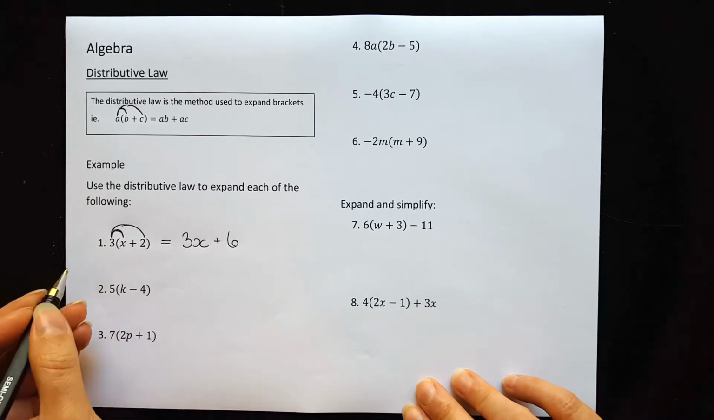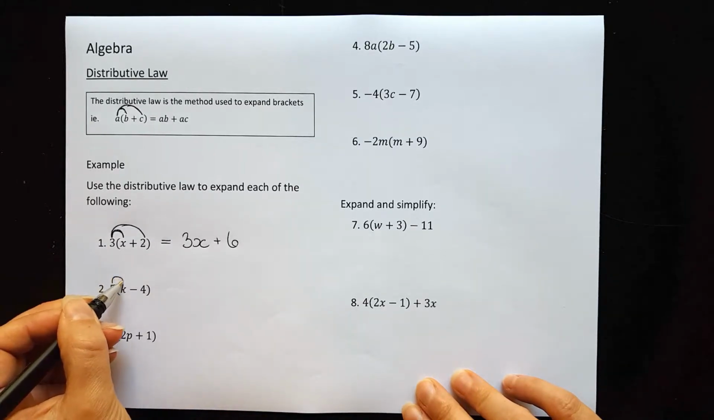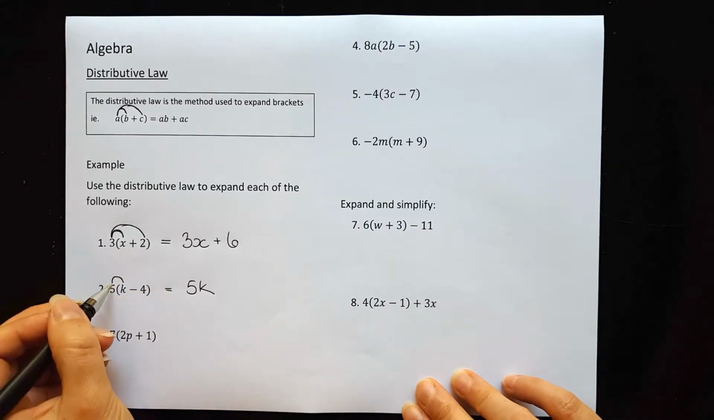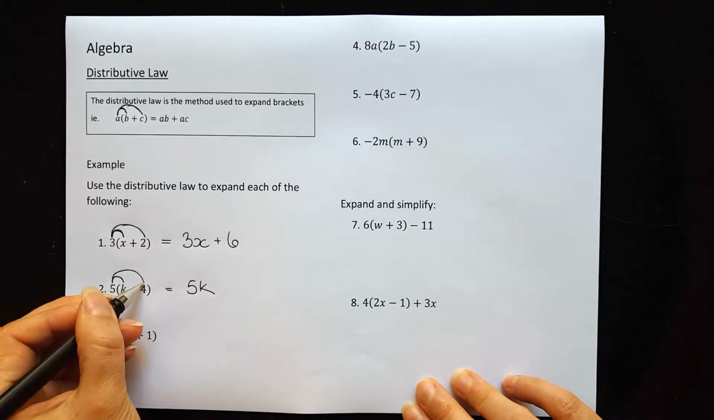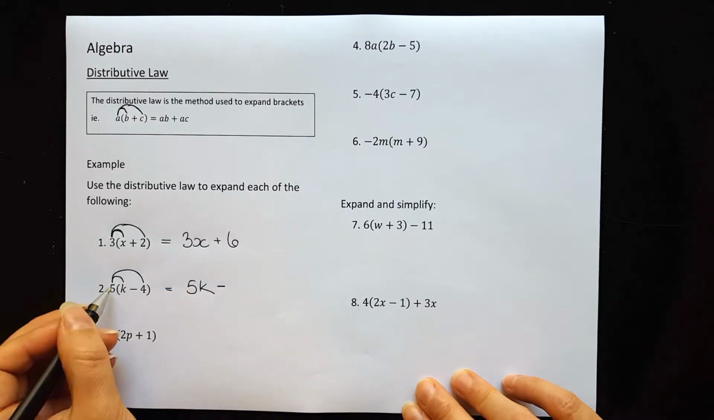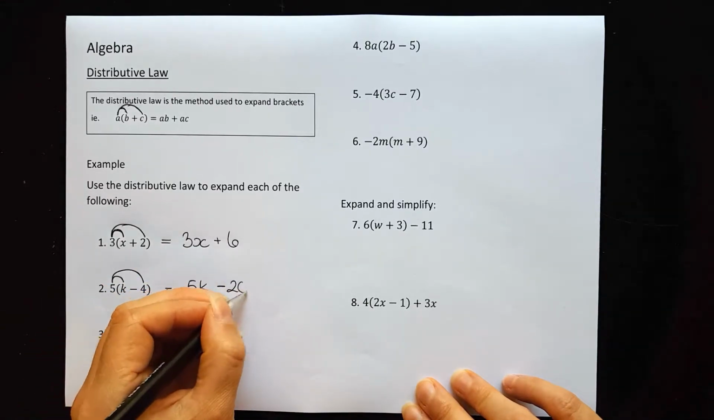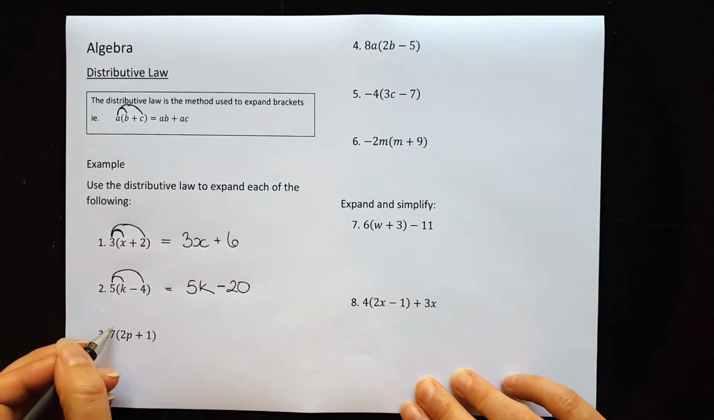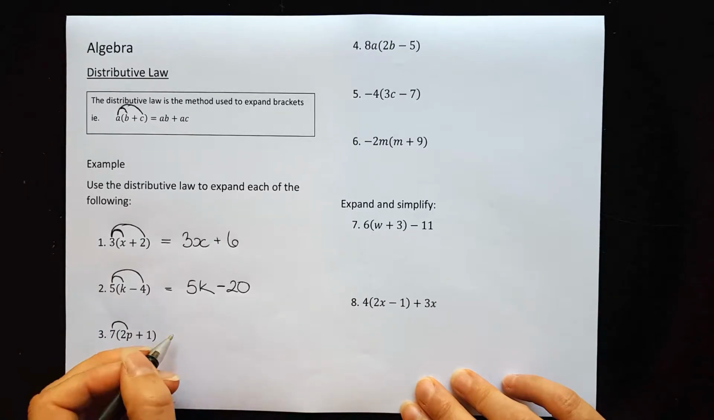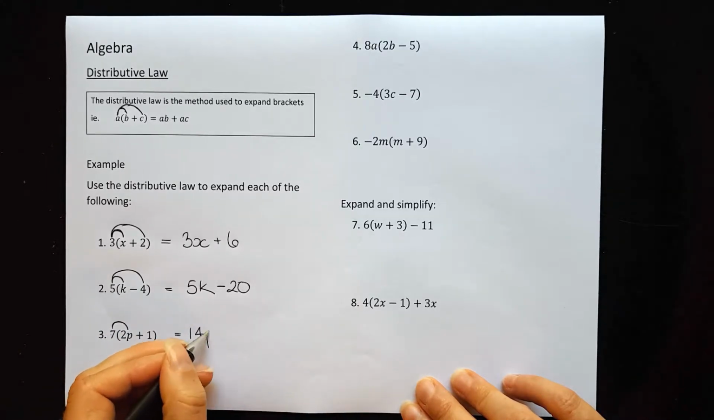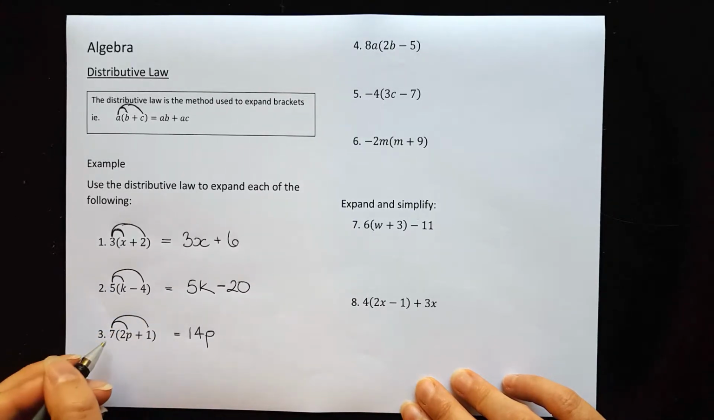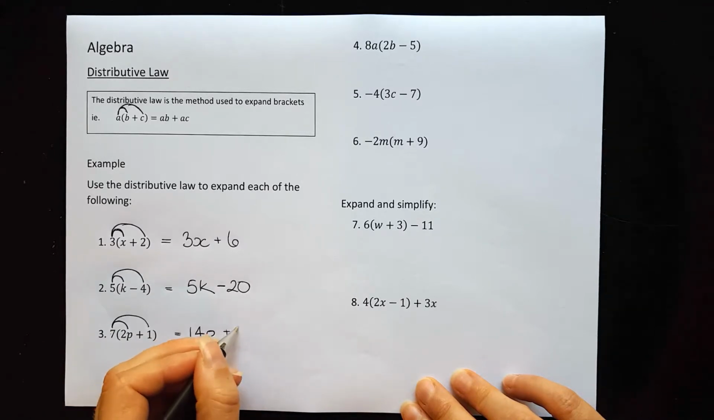So let's do it again for question 2. We want to multiply 5 by k. That would give you 5k. Then we want to multiply the 5 with the negative 4. So a positive number and a negative number means this will be negative. 5 times 4 is 20. For 3, doing it again, 7 times by 2p. So 7 times 2 makes 14p. Then we multiply the 7 with the plus 1. 7 times a positive 1 makes a positive 7.